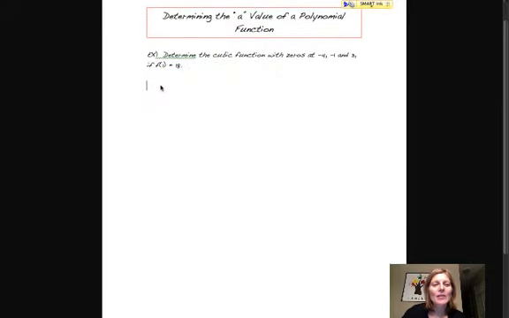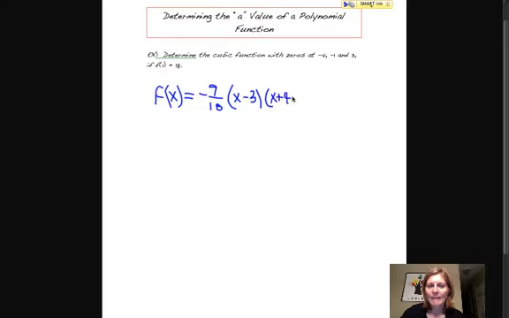Okay, so let's write out what the function turned out to be. We had the function f of x equal to -9/10 times x minus 3, x plus 4, and x plus 1.